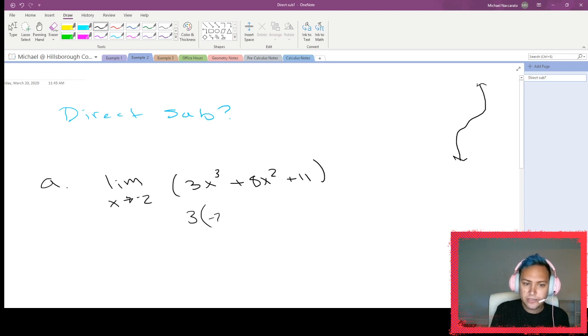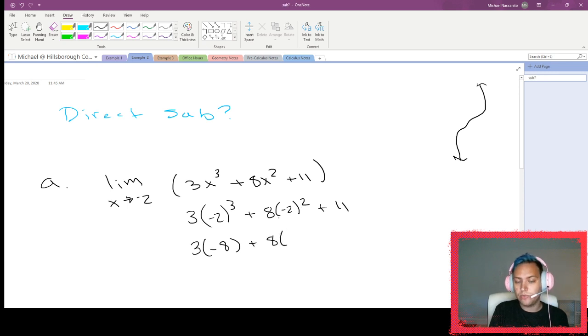So 3 times -2 cubed plus 8 times -2 squared plus 11. Well, -2 cubed, -2 times -2 times -2, that is going to give us a negative number. 3 negatives stay negative. 2 times 2 times 2 is 8. Here I have my 8. -2 squared, well, negative times a negative is positive, so the negative goes away here, and 2 times 2 is 4, so it's a positive 4. And then plus 11. Here I multiply and I get -24.